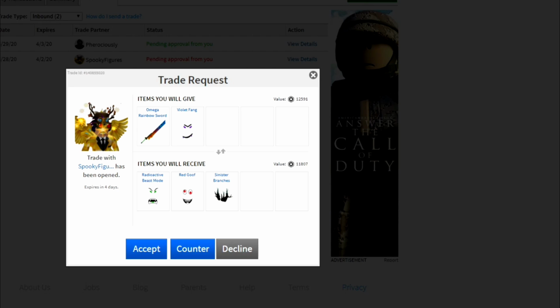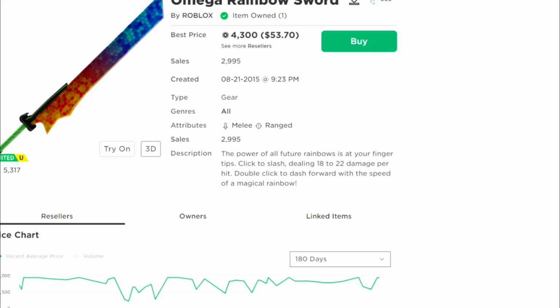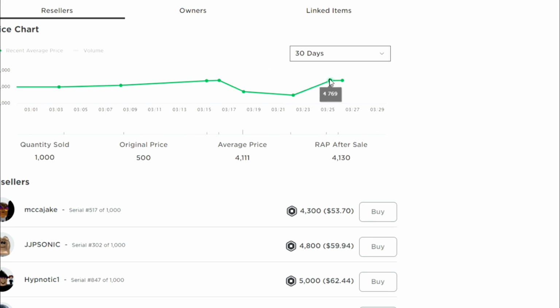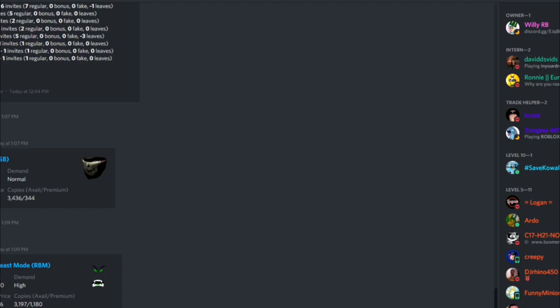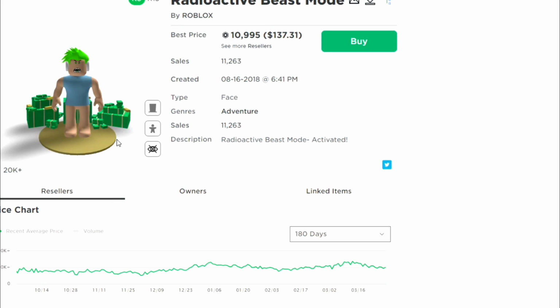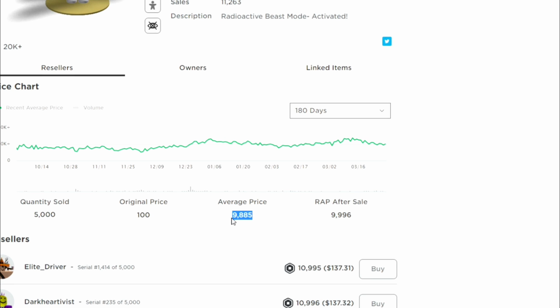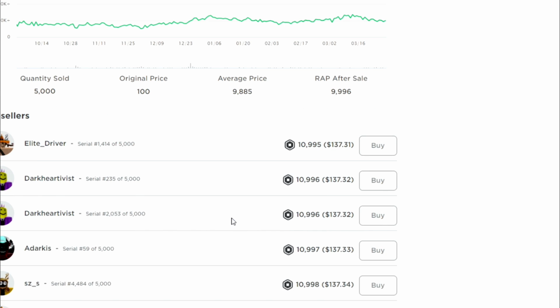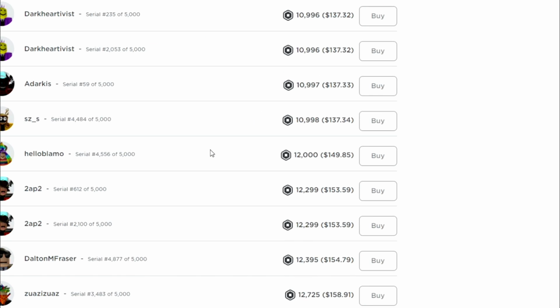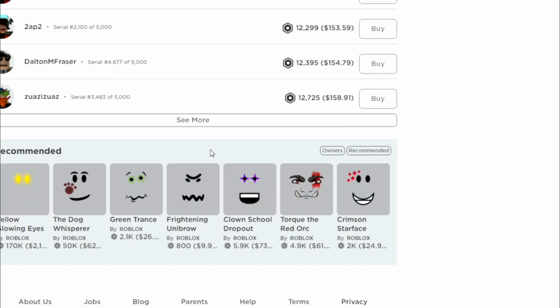So, I mean, I don't know. Tell me, guys, what you think. Should I accept or decline this? I have no idea. Radioactive Beast Mode is not doing too hot right now. The RAP minimum for 14K value, the amount of RAP it needs to stay at 14K value, is 10K. And you guys can see there, the RAP is not 10K. It is 9.8K, which is not very good. So I really don't know, guys. Tell me what you think down below in the comment section.